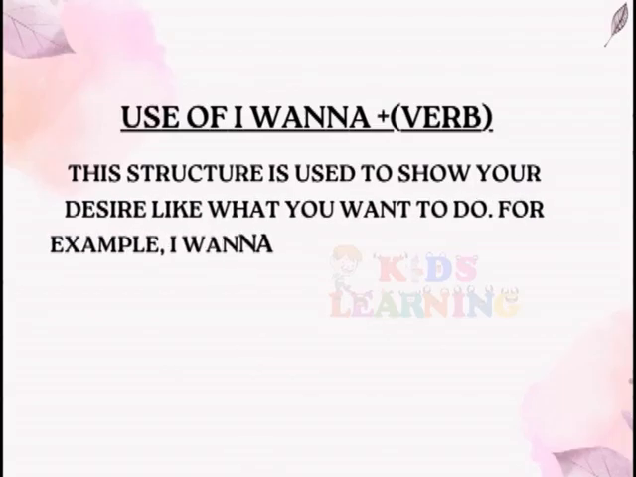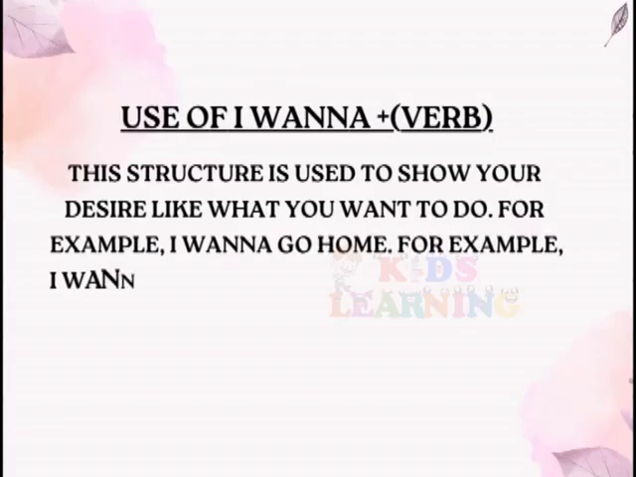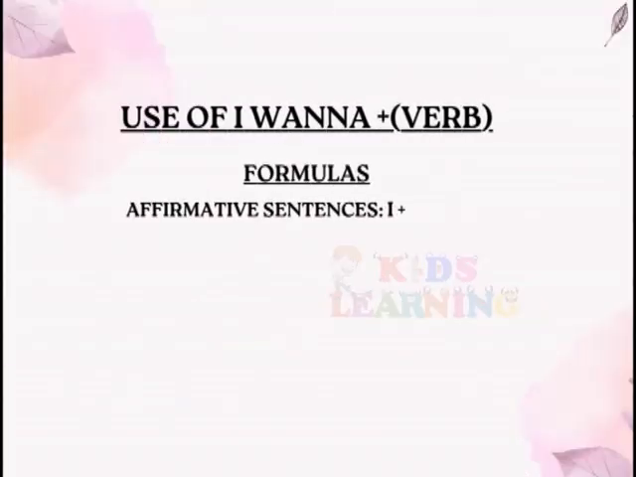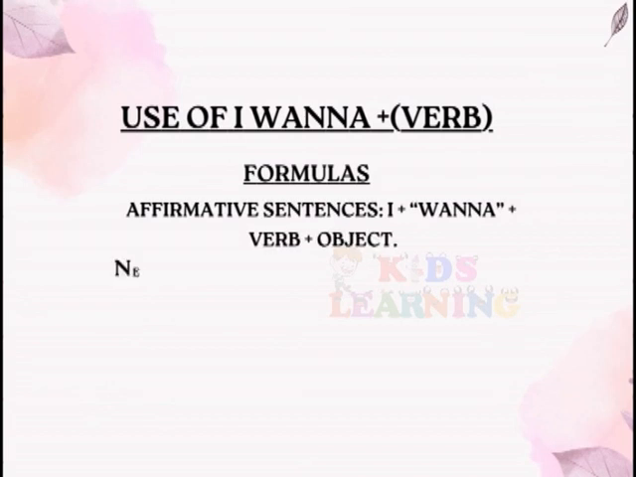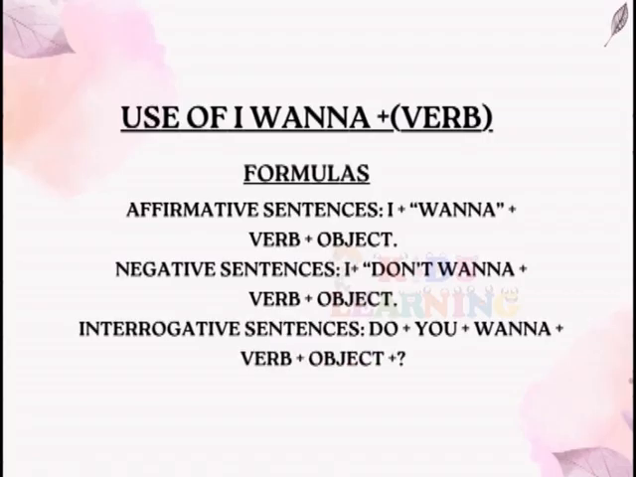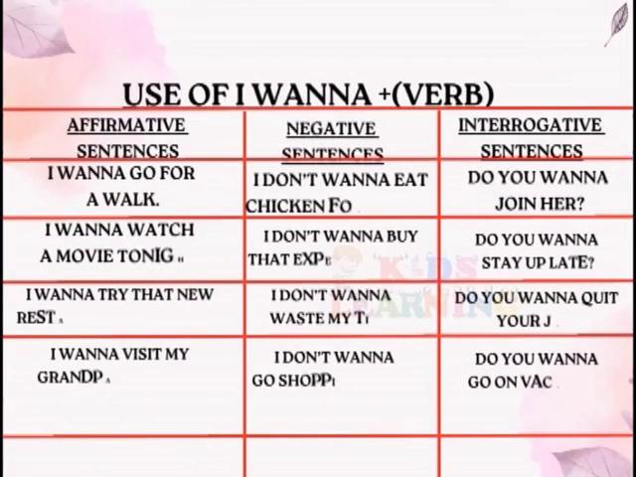Use of I wanna, verb. This structure is used to show your desire, like what you want to do. For example, I wanna go home. For example, I wanna speak English. I wanna join her. Formulas, affirmative sentences: I want a verb object. Negative sentences: I don't want a verb object. Interrogative sentences: Do you want a verb object?